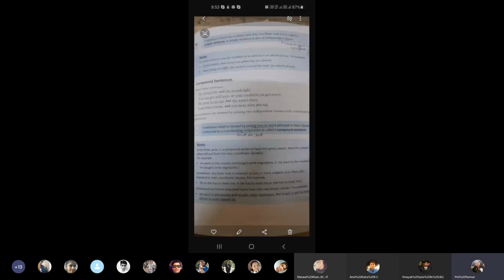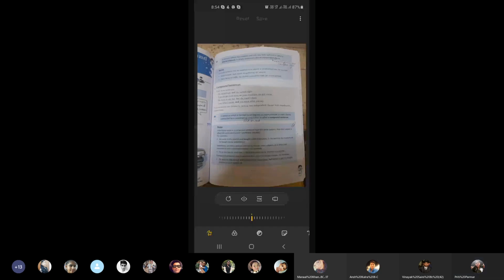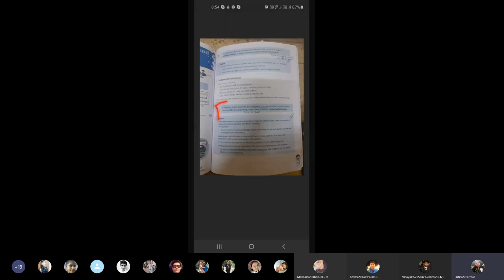In the next sentence, this will be your definition, which you will do in the copies. This was the first one, this is the second one. It is a sentence which is formed by joining two or more principal or main clauses.